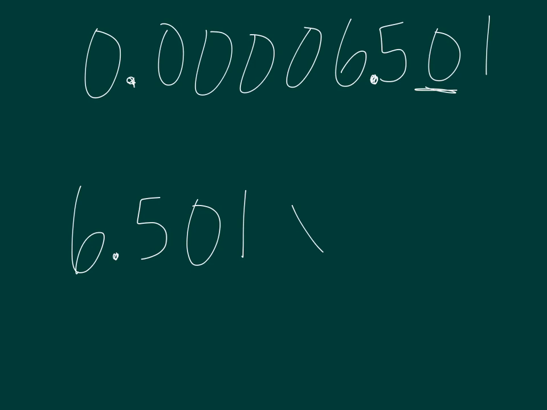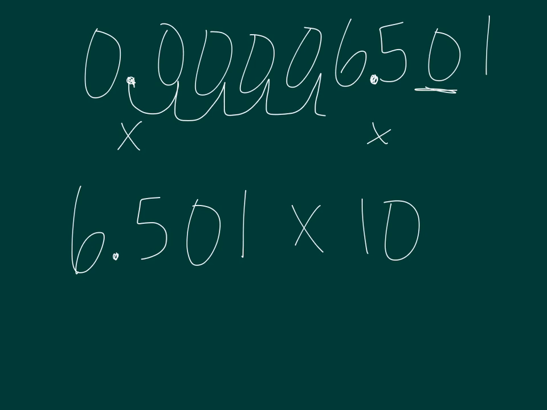Now I want to see times 10 to what power this will be. Well, how many times do I have to move my decimal point from here to here, from my original spot to where I decided it's going to be when I'm writing in scientific notation? How many place values is that? 1, 2, 3, 4, 5 place values. So I know this is going to be 10 to the 5th power.